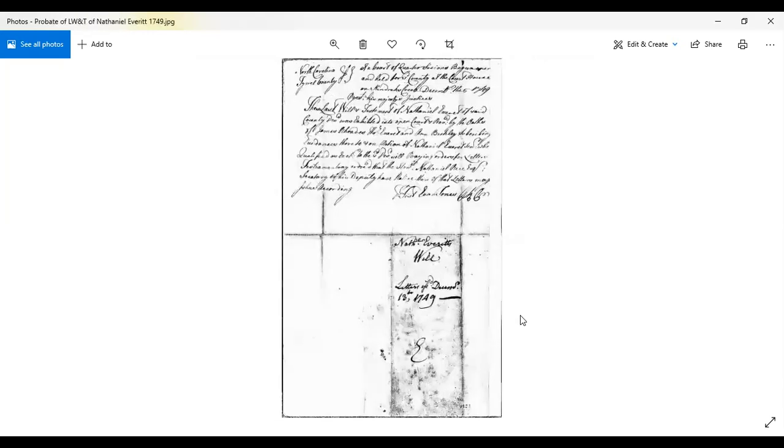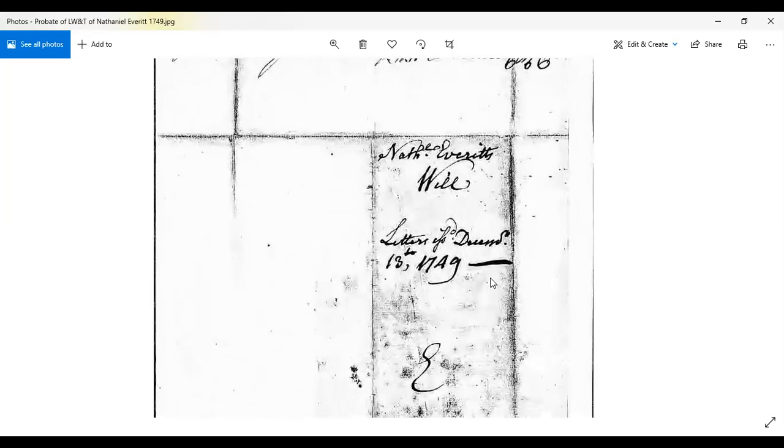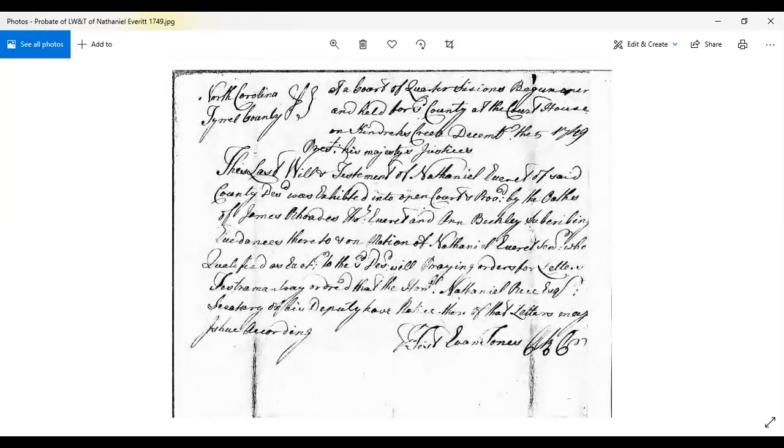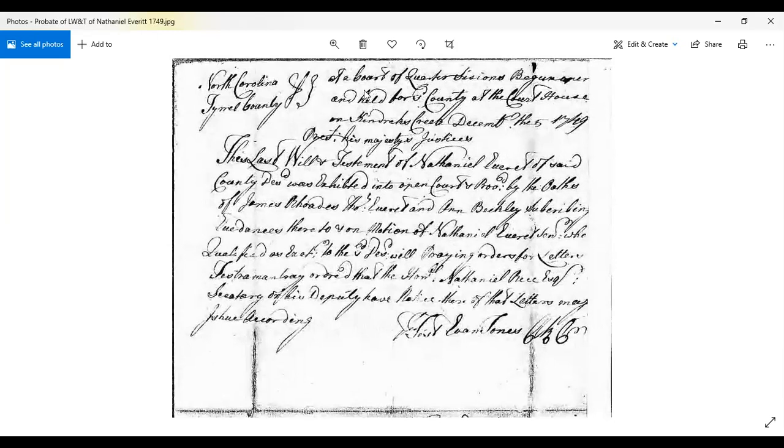And then this is the probate record. You can tell where it was folded, and this would have been the outside of it. So it has the abbreviation Nathaniel Everett Will. And this is December 13th, 1749. So it will tell you when it was recorded, what county it is in. So right up here it has North Carolina, and it will give various names and information. The handwriting on all of these is going to vary greatly.